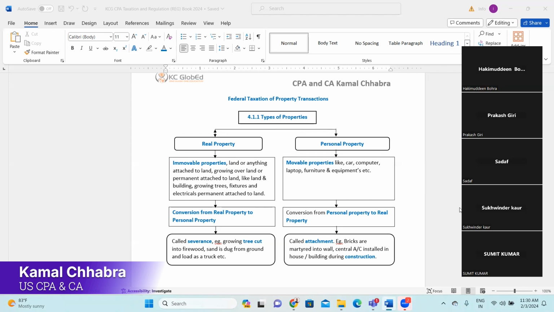Or I would say, furniture and fixtures which are attached to the building permanently are real property.